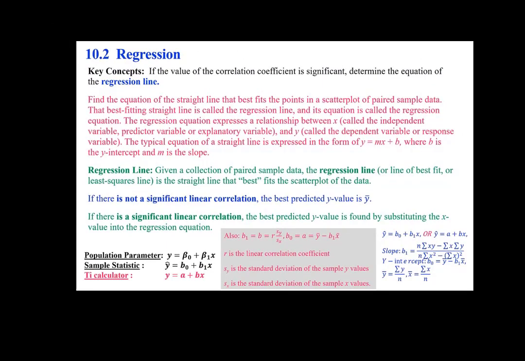Here, r is the linear correlation coefficient, S sub y is the standard deviation of the sample y values, and S sub x is the standard deviation of the sample x values. You don't have to worry about this because the formula is given, but we will go through an example so we see how things are done by hand. Ultimately, everything is really done by technology because the process is involved, as I mentioned.